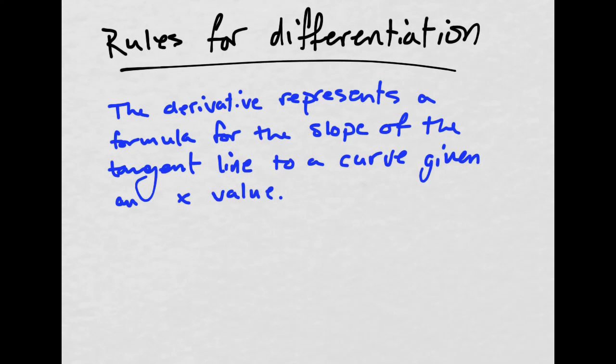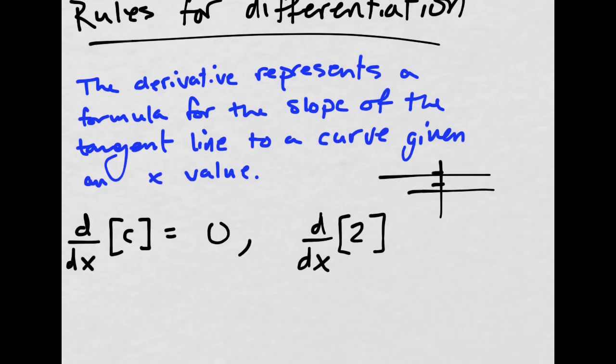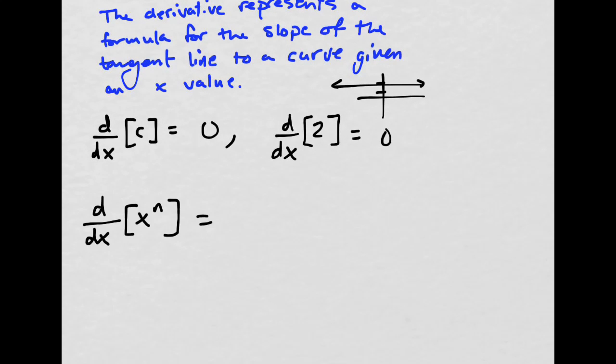So I'm just going to write down a bunch of them and then talk about them. First of all, if c is a constant, the derivative of any constant function is 0 because the slope of a constant function is 0. Remember, constant functions are just horizontal lines. So an example of this would be if I take the derivative of 2. Well, that line would be y equals 2. What's the slope of that? That's 0.